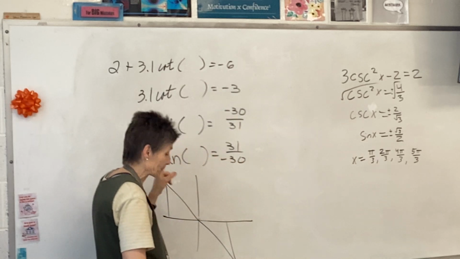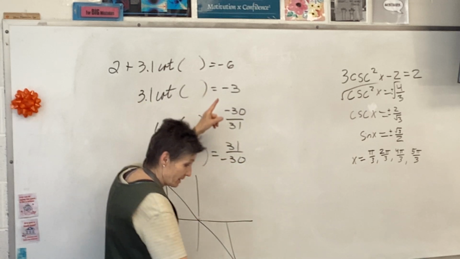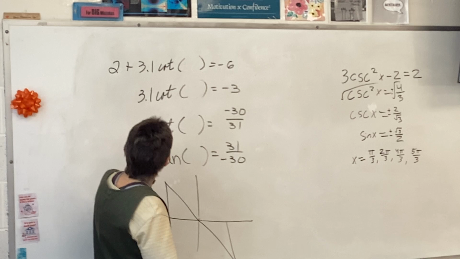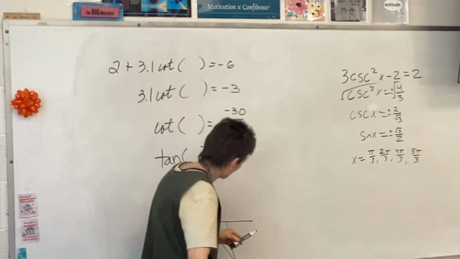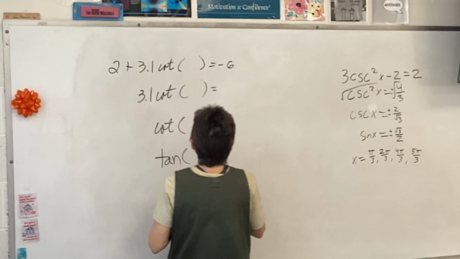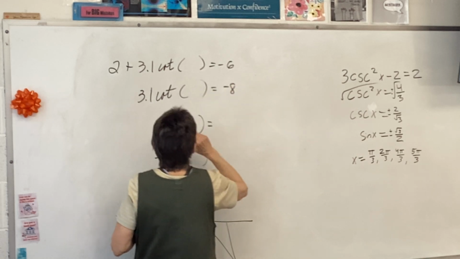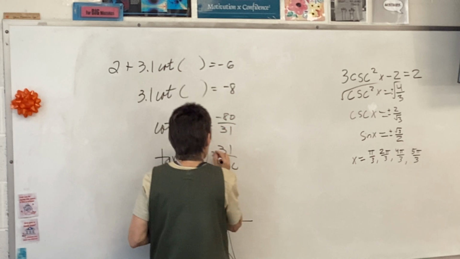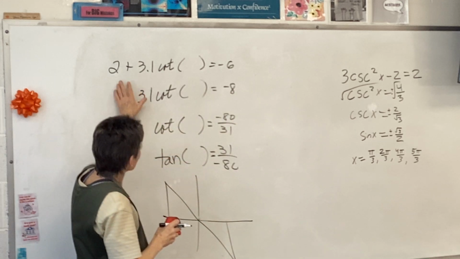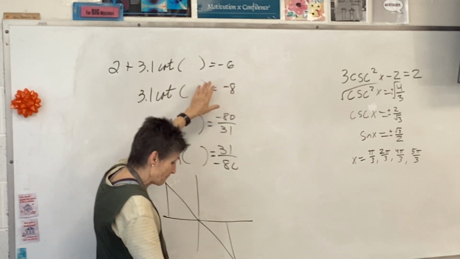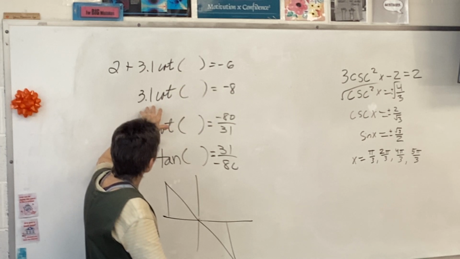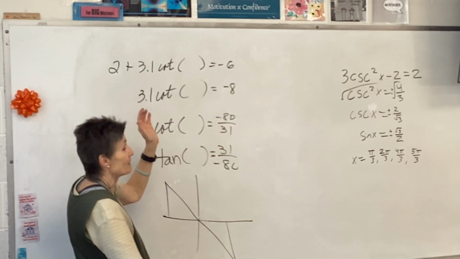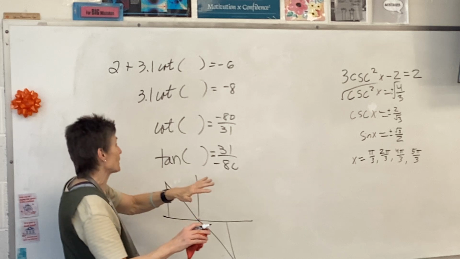Number 27. So I have written my problems, set them equal to each other, subtracted 2 and somehow got -3. I have no idea. Let's start over again. Okay, so I subtracted 2, I got -8. So now I have -80 over 31. All right, so at least I'm in the right one. So I subtracted 2, that was a -6, right? Yep. Divided by 3.1, I multiplied by 10 to give me 80 over 31. It can be 8 over 3.1, it doesn't matter. But it is negative.